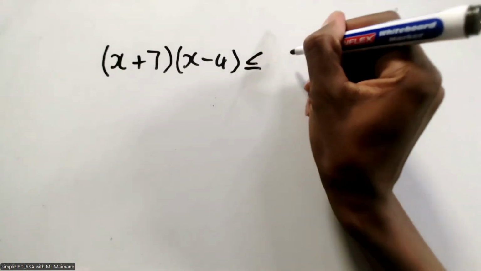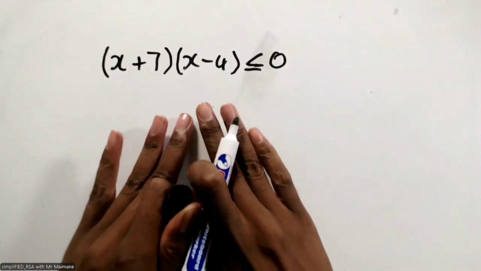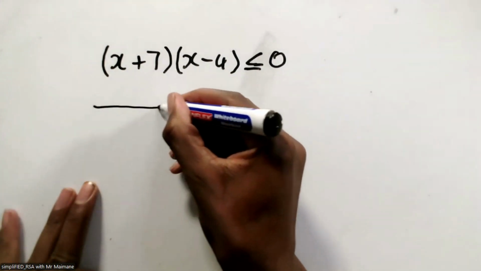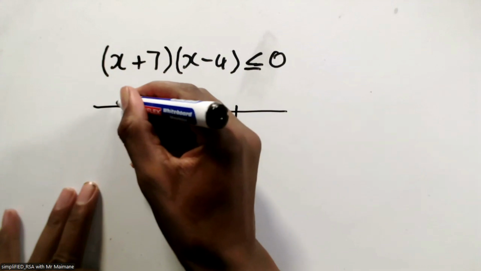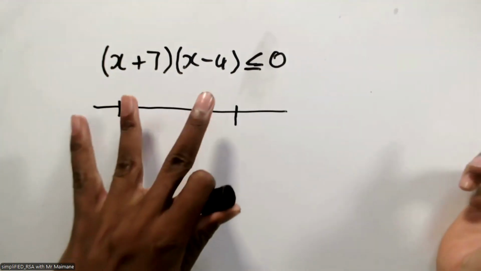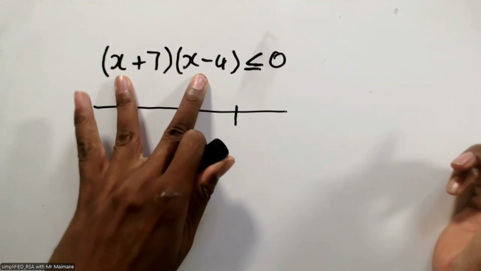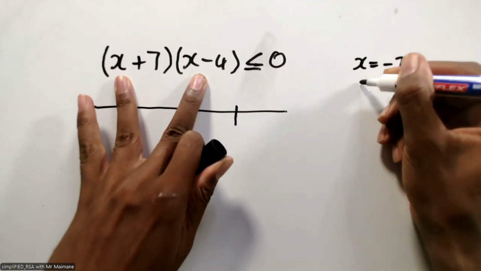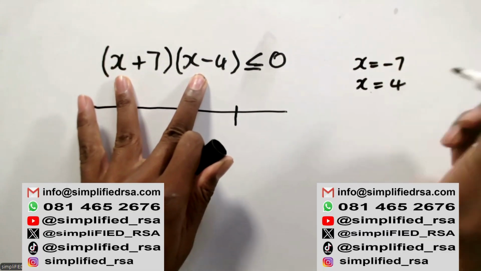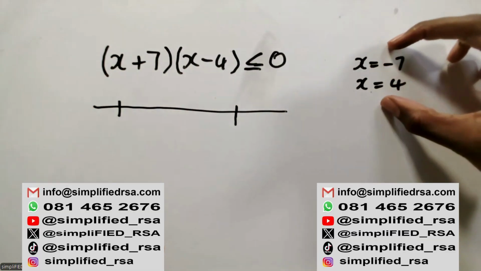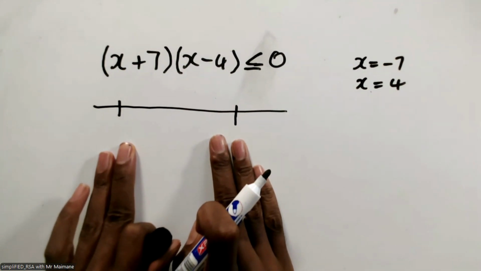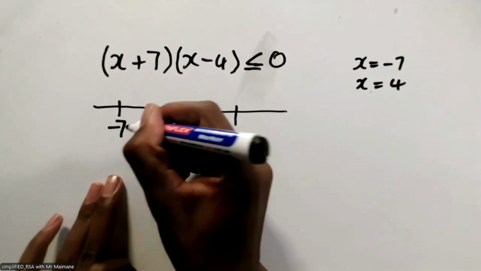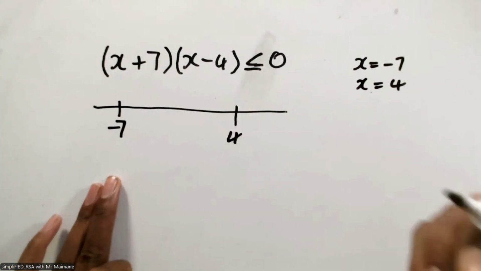This was given to be less or equals to 0. Now, I have to find the solution of this. The first thing I'm going to do is to represent the values on a number line. Ideally, we know that if I had an equal sign here, x would be equals to -7 or x would be equals to +4. Now, I have to represent these values on a number line based on their sizes. So obviously, I would have -7 here and I would have +4 here.